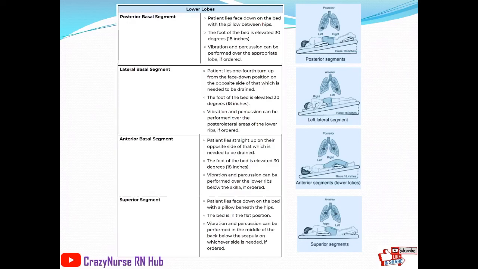Also, we have the lower lobes. That includes the posterior basal segment, lateral basal segment, anterior basal segment, and superior segment. So the same with other lobes that are affected with secretions. We have here the different strategies or positions that our patient should undergo in order for them to drain or remove their secretions by the use of gravity.